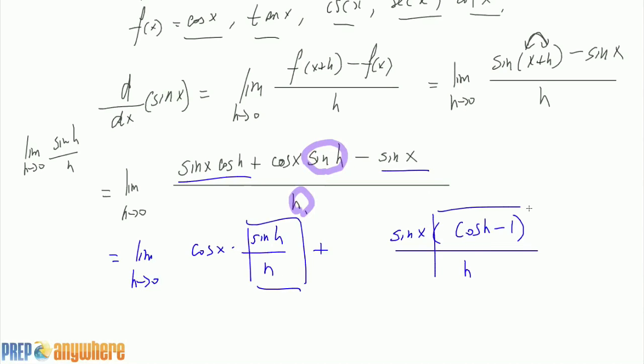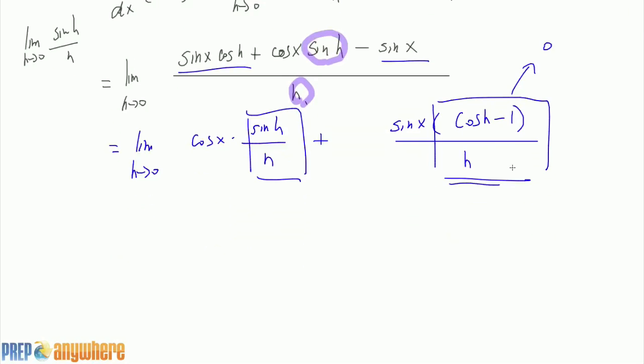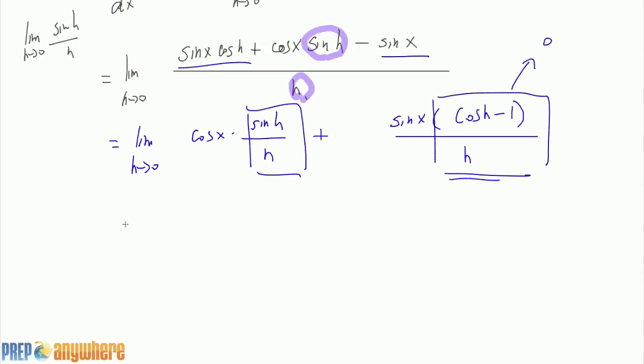This actually was one of the examples I did. With cosine, we did a conjugate pair to get cosine squared h minus 1. That actually equals 0. If you look back at your notes, that's approaching 0. So the whole thing simplified to cosine of x.